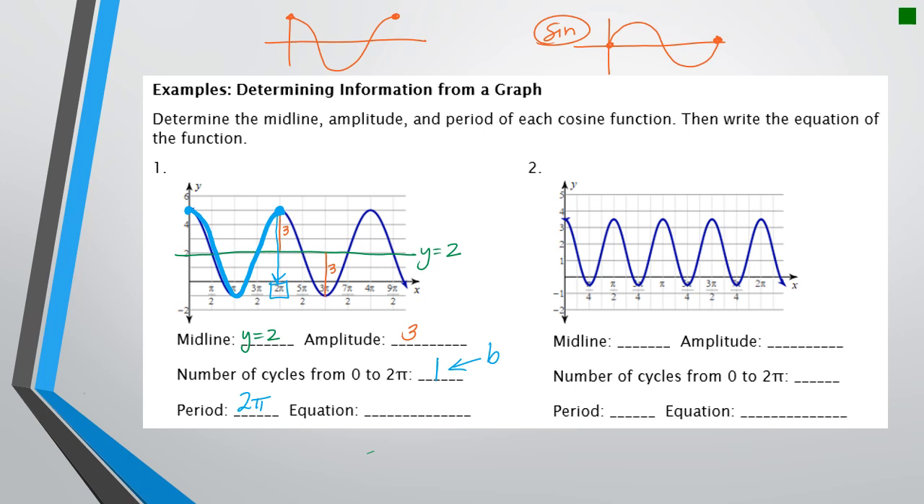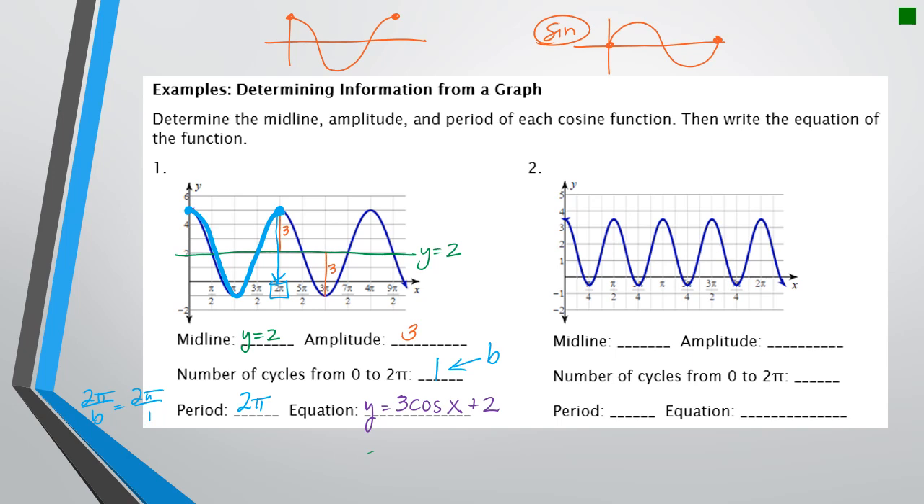So if you wanted to use that formula, 2 pi over b, it would be 2 pi over 1, which is still 2 pi. All right, now last but not least, we have our equation. So we have amplitude that goes first, and then I have cosine of bx, but since b is 1, I'm not going to put anything there.